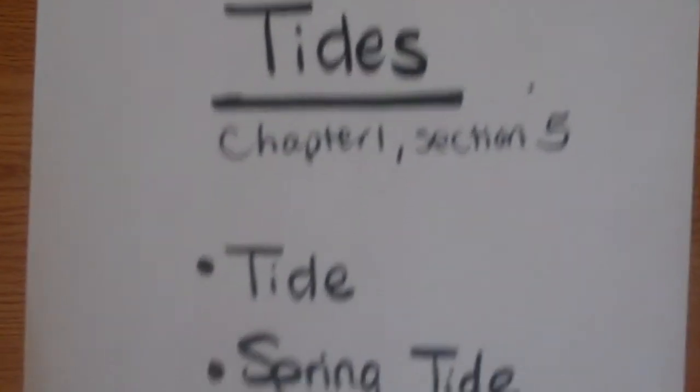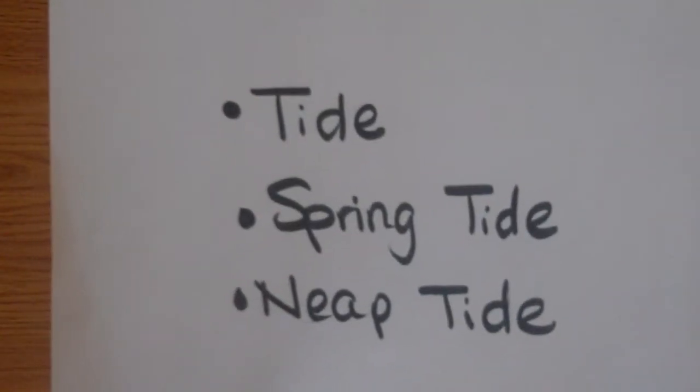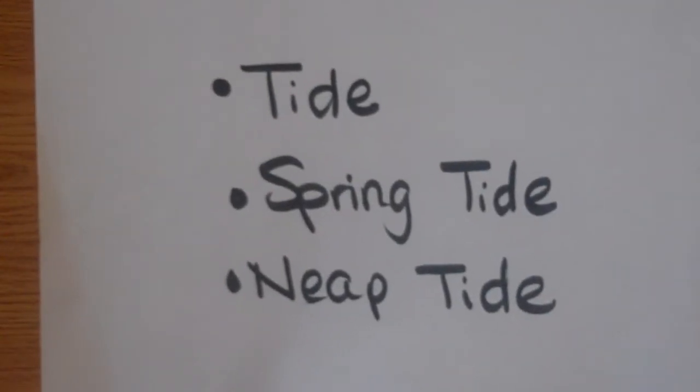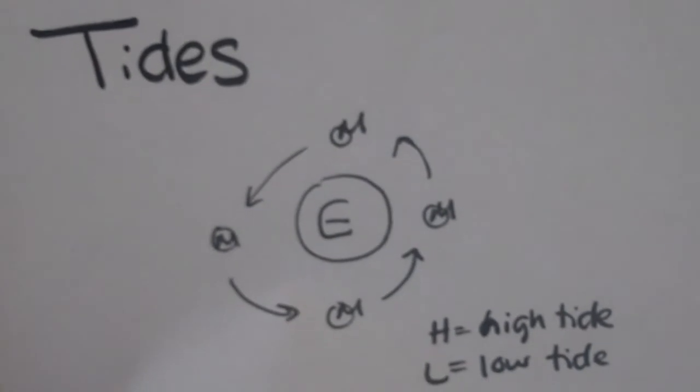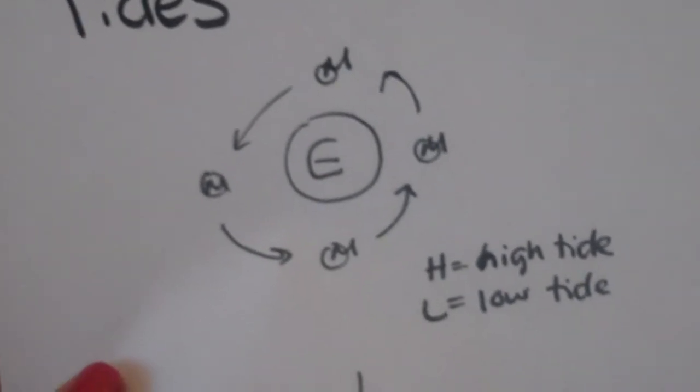Today we're going to discuss tides, Chapter 1, Section 5. The three words we're going to look at and discuss are tide, spring tide, and neap tide. First of all, tides are the periodic rise and fall of the level of water in Earth's oceans.